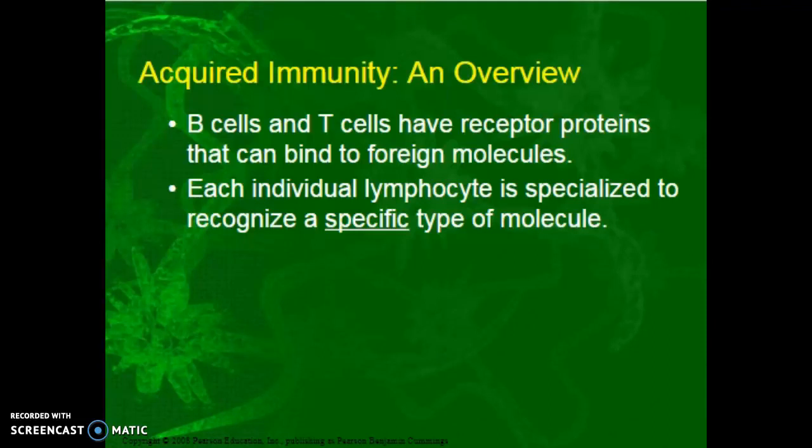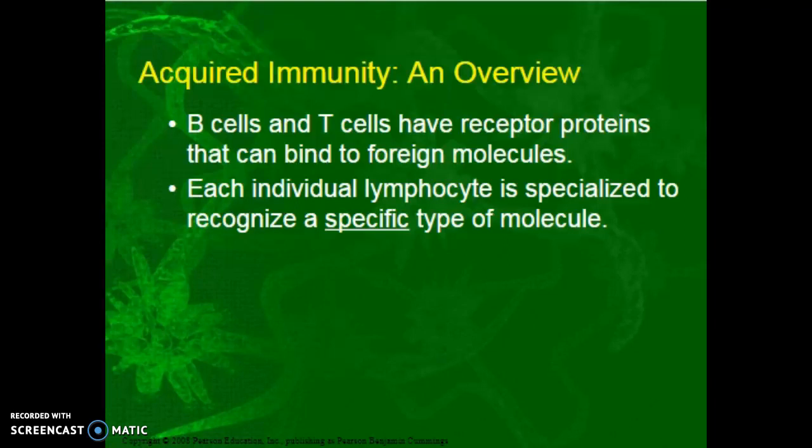So, acquired immunity, that adaptive immunity. Basically, we have B cells and T cells that are those white blood cells. T cells grow up in the thymus, B cells grow up in the bone marrow. They have receptor proteins that can bind to foreign molecules, and then they can break them down. This is acquired, it's specific.